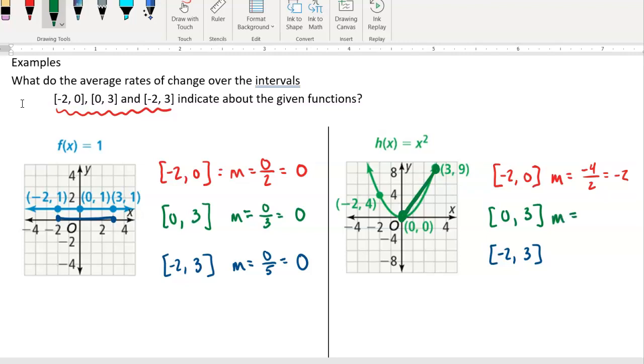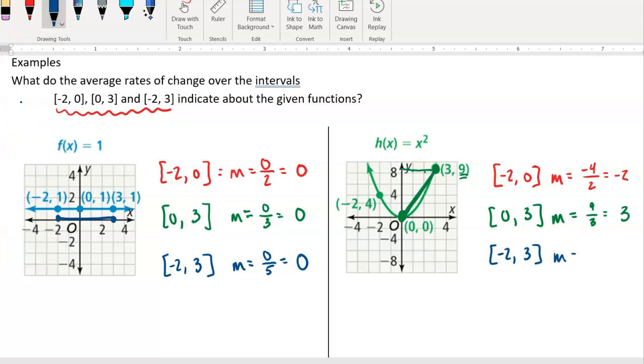So again, we're rising up. We're not going up 4 or 5 units, we're going up 9 units. The easy way to see that is because this is at 9. This is where y is 9. So I'm going to go up 9 units, and I'm going to go to the right 1, 2, 3 units. Well, 9 divided by 3 is just 3, so my slope there is +3.